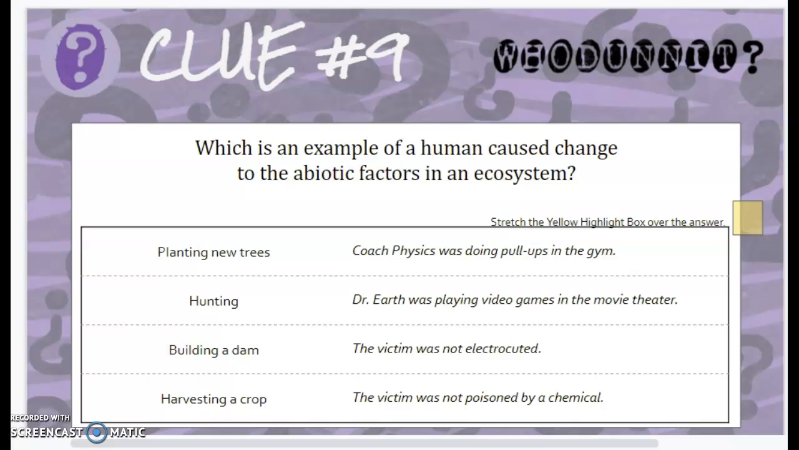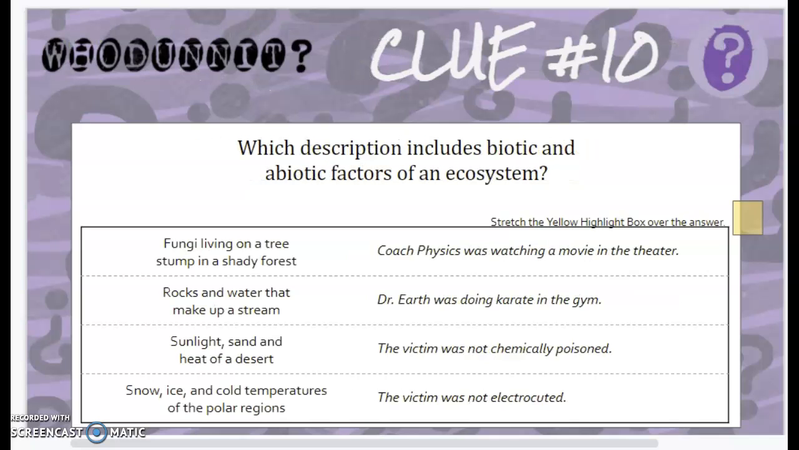Clue 9. Which is an example of a human caused change to the abiotic factors in an ecosystem? Planting new trees, hunting, building a dam, harvesting a crop. Clue 10. Which description includes biotic and abiotic factors of an ecosystem? Fungi living on a tree stump in a shady forest, rocks and water that make up a stream, sunlight, sand, and heat of a desert, snow, ice, and cold temperatures of the polar regions.